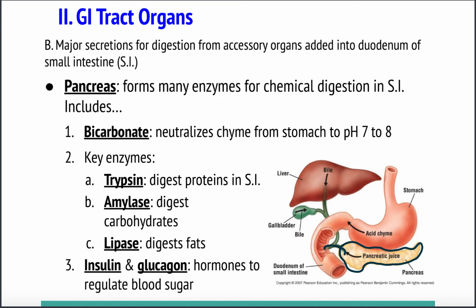In addition to that, your pancreas also produces hormones called insulin and glucagon that actually regulate the blood sugar levels. So you may know of insulin. If you're diabetic, you have a hard time controlling your blood sugar, and oftentimes one of the reasons is because your insulin isn't working the way it should.